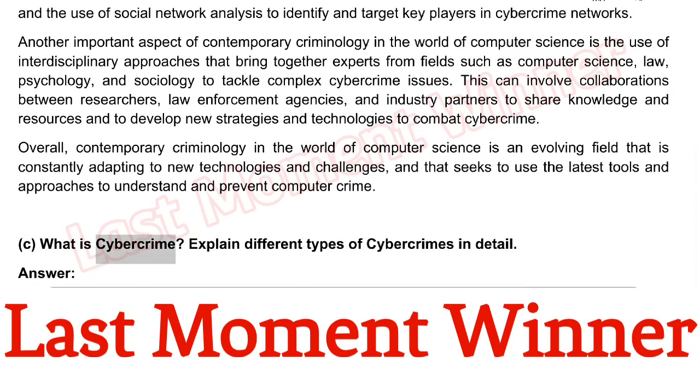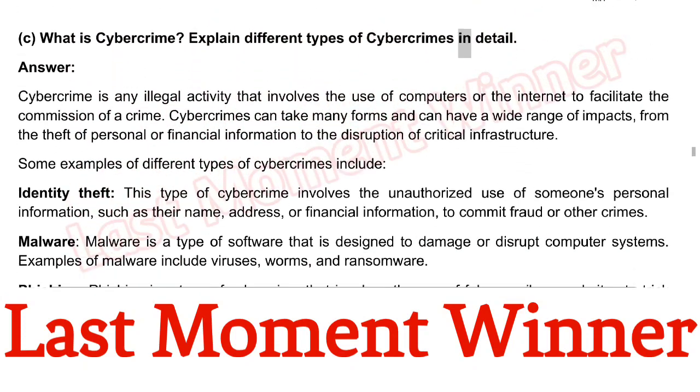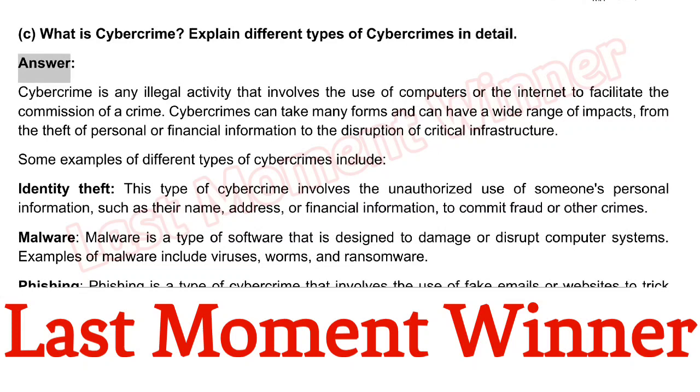C. What is cybercrime? Explain different types of cybercrimes in detail. Answer. Cybercrime is any illegal activity that involves the use of computers or the internet to facilitate the commission of a crime. Cybercrimes can take many forms and can have a wide range of impacts, from the theft of personal or financial information to the disruption of critical infrastructure.